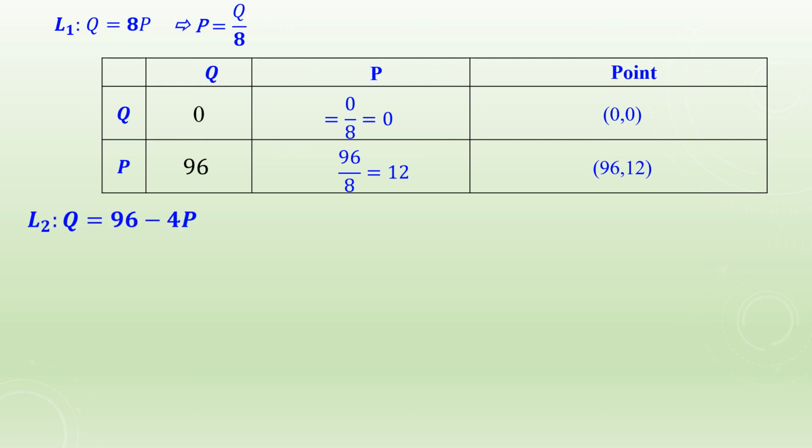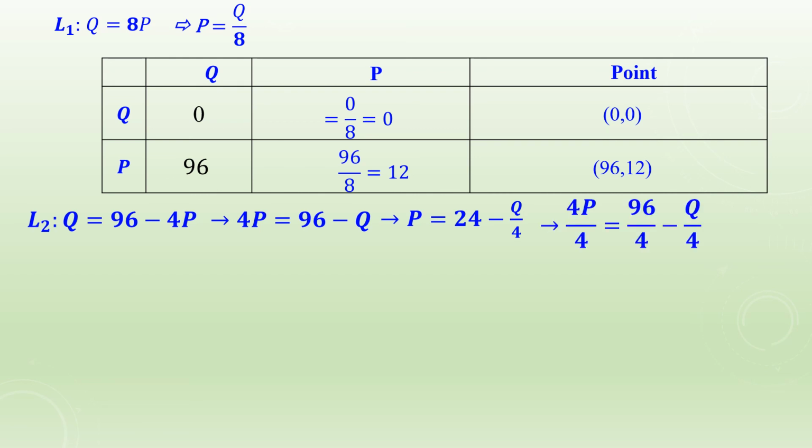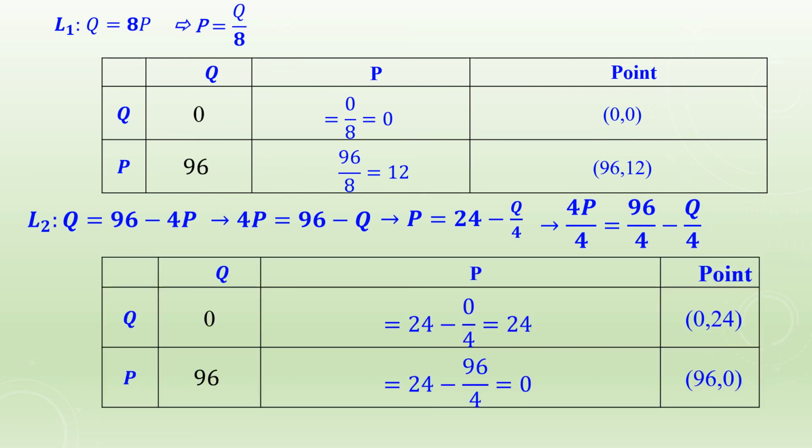The second line is the equation of demand. Q equals 96 minus 4B. We will switch between B and Q. Negative 4B goes to the other side as positive, and Q goes to the other side as negative Q. Then I divide both sides by 4. Then B equals 24 minus Q over 4. Yes, this is step by step. I make a table and put Q equal to 0. I substitute 24 minus 0 over 4 equals 24. Then the first point is 0 and 24.